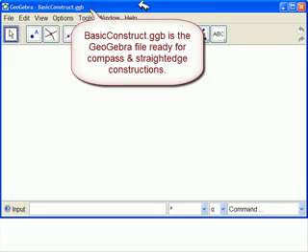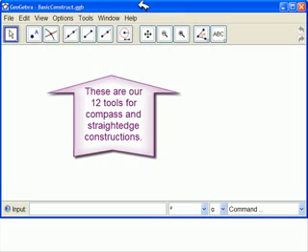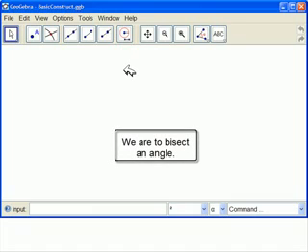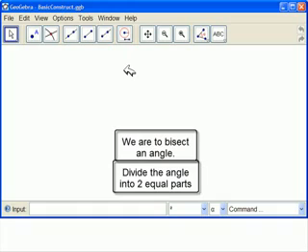This is our file Basic Construct GGB, our starter file for our compass and straight edge constructions with GeoGebra. In this mathcast, we're going to bisect an angle. That is, we're going to divide an angle into two congruent or equally sized angles.